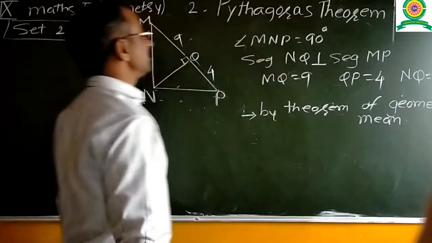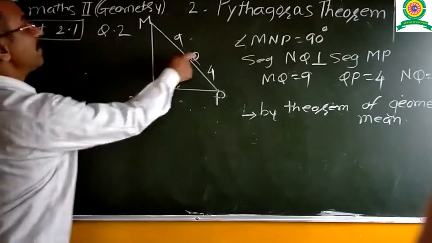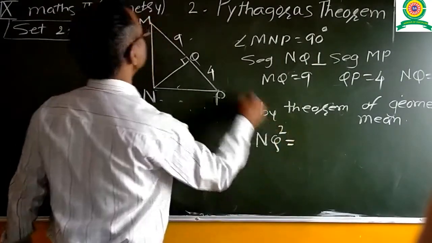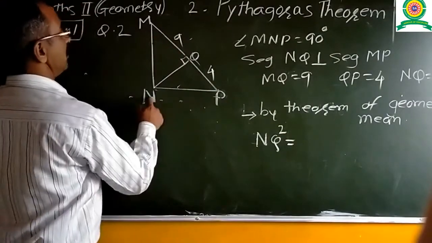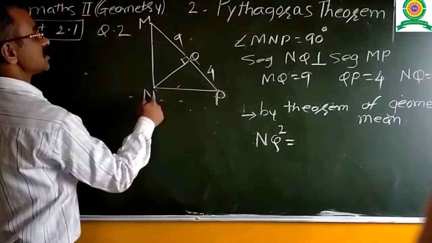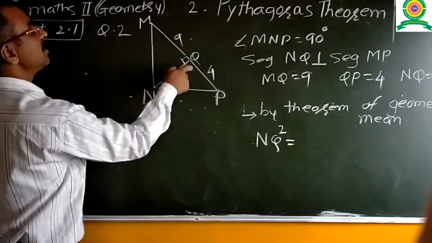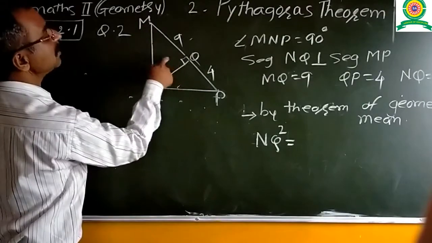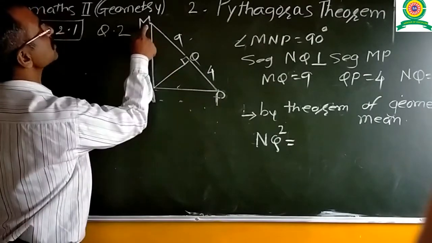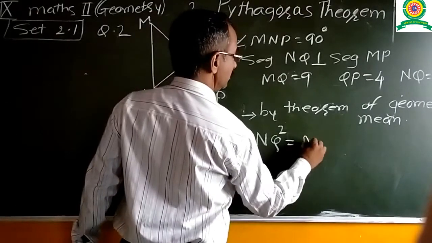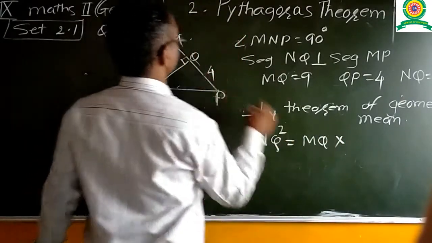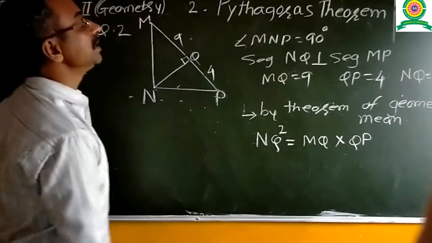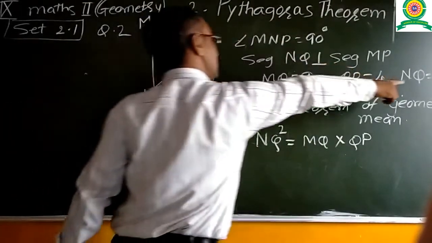What does the geometric mean theorem tell? The square of the perpendicular drawn on a hypotenuse is equal to the product of the segments of that hypotenuse, meaning the multiplication of MQ into QP. We want to find the value of NQ.